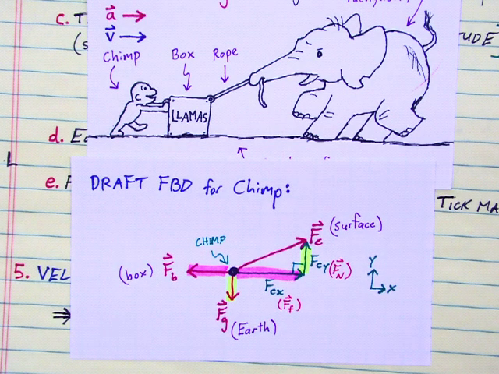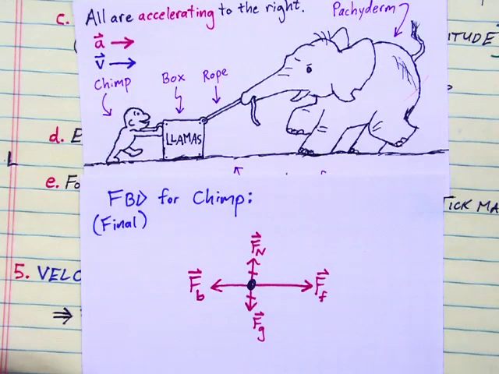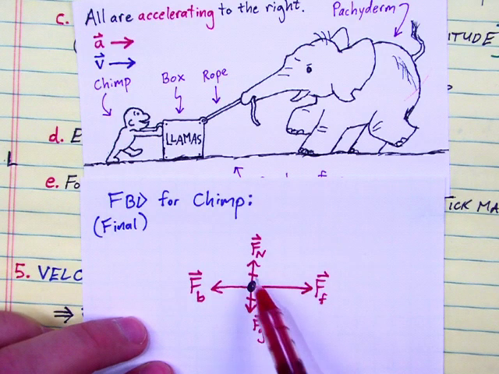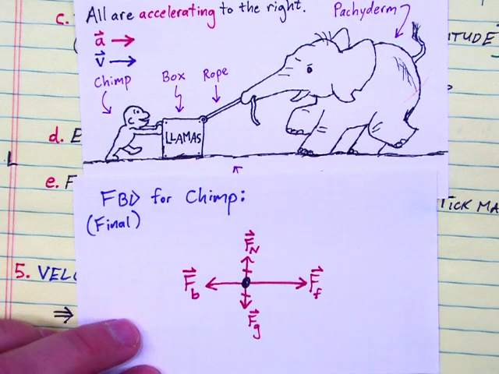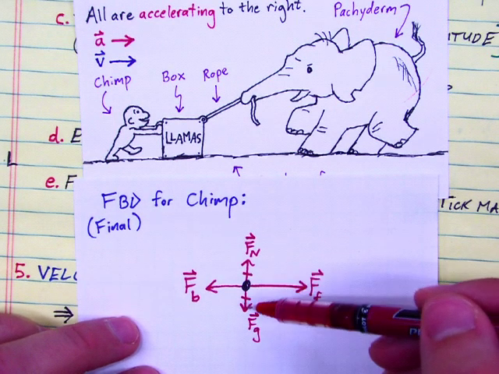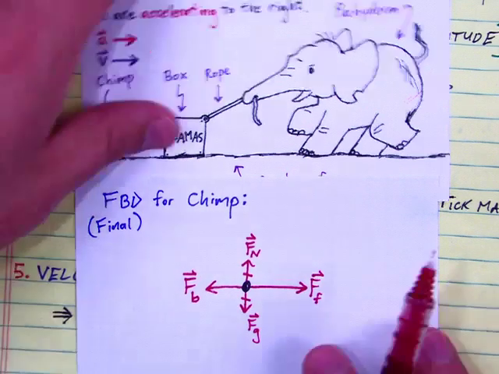If you need to, make any corrections and clean it up and to draw a final FBD without unnecessary components showing. Pause the video, draw your final FBD for the chimp. Ready? Here it is, now showing that contact force from the surface broken up into these 2 components, which are represented as if they were individual forces, the normal force and the force of friction. Here also, I've got a little tick mark on the normal force and the force of gravity, indicating that they are exactly balancing each other, exactly the same size.